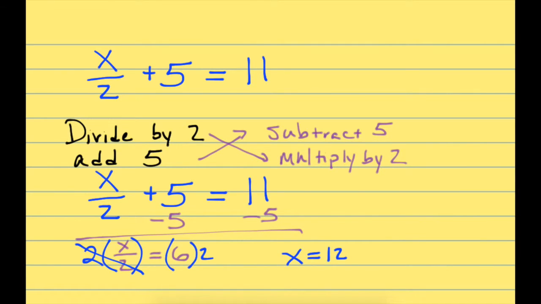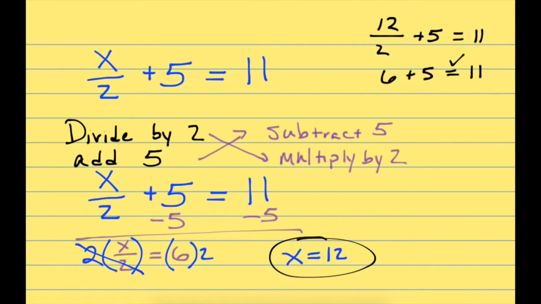And just like yesterday, I can do a little check up here in the corner to make sure that when I plug in 12 for x, I get the right answer. And what's 12 divided by 2? 6. And is 6 plus 5, 11? Yes. So 12 is our answer. Let's take a look at the next example.